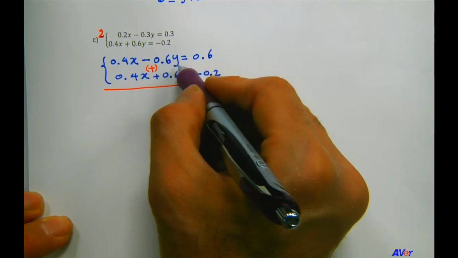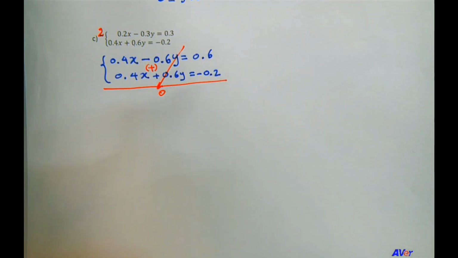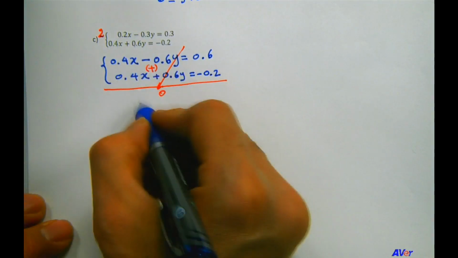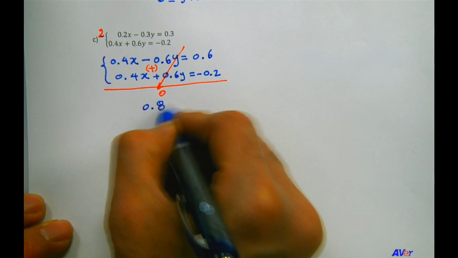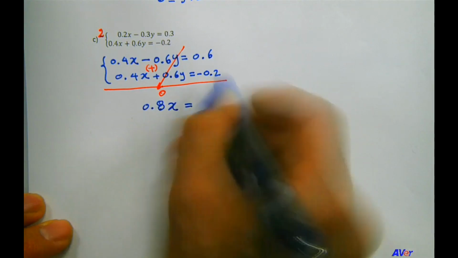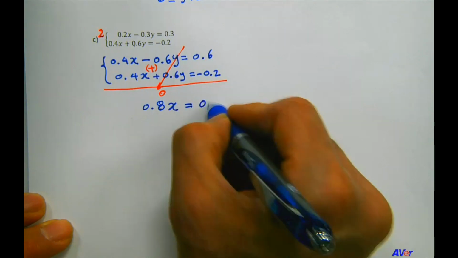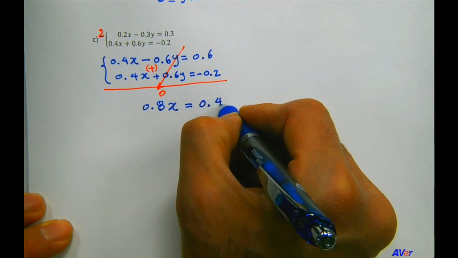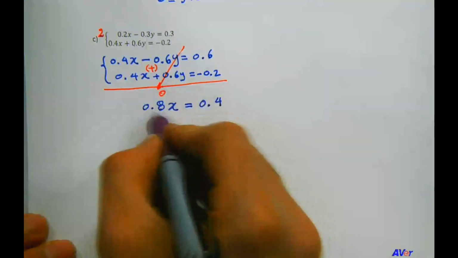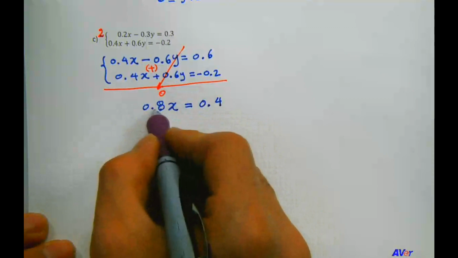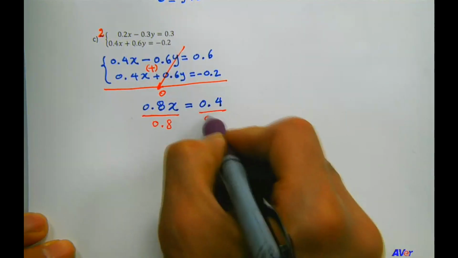Minus 0.6y and positive 0.6y add up to 0. Then we end up with 0.4x plus 0.4x, it's 0.8x equals, on the right, 0.6 minus 0.2 is 0.4. So we're solving for x. We need to isolate x. Is x isolated? No, it's got a 0.8 next to it. So let's divide both sides by 0.8.